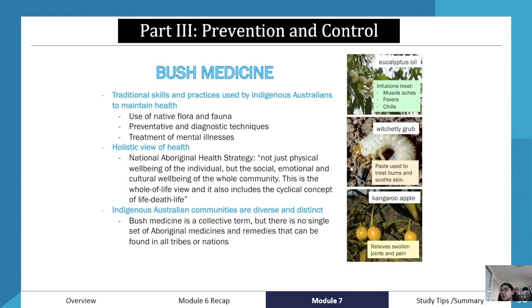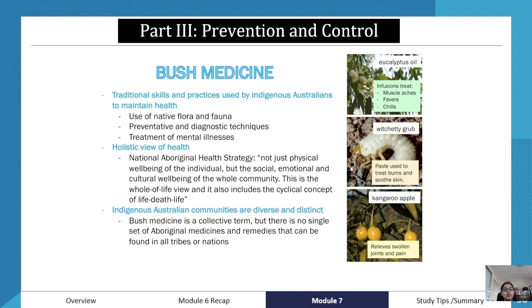Looking now at bush medicine. Bush medicine considers traditional skills and practices which were used by the Indigenous Australians to maintain their level of health, and they use native flora and fauna and also preventative and diagnostic treatments in order to treat diseases, and they also focused on the treatment of mental illnesses. So considering a holistic view of health is important, and appreciating the cultural knowledge and traditional knowledge systems that have existed long before modern medicine has come in is also very important.